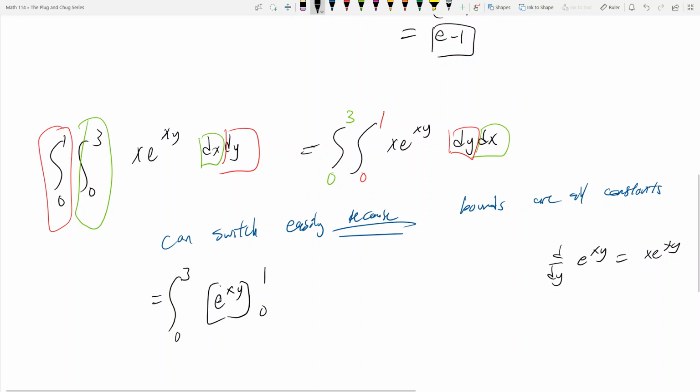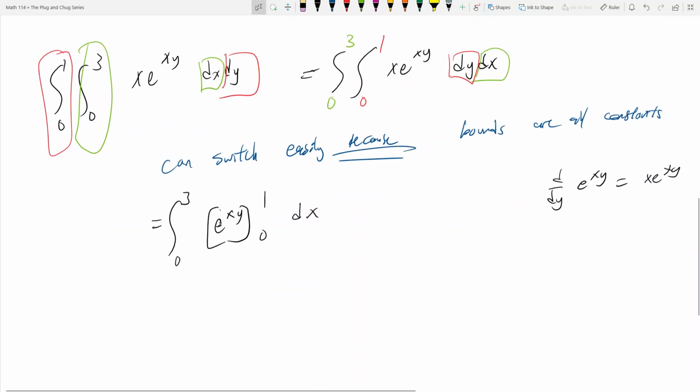So it works out very well, because now I've got dx on the outside, but I'm integrating with respect to y, and this is then 0 to 3. Oh boy, what an integral sign there. It's e to the x minus e to the 0, because e to the x times 1, and e to the x times 0. Okay? So that's equal to the integral from 0 to 3 of e to the x minus 1.